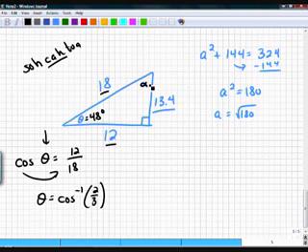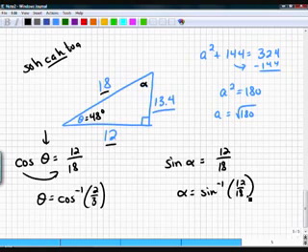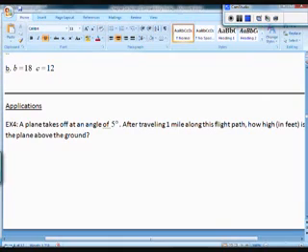Looking for alpha, you've got 12 and 18. According to alpha, 12 is your opposite, 18 is your hypotenuse, so the sine of alpha equals opposite, which is 12, over hypotenuse, which is 18. Same thing, except for this time you're doing inverse sine of 12/18. Which rounds to 42 degrees. So alpha, 42 degrees. So there you've solved your triangle. Any questions?